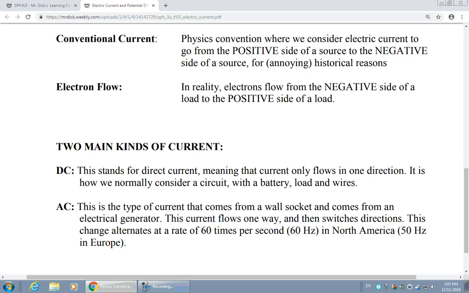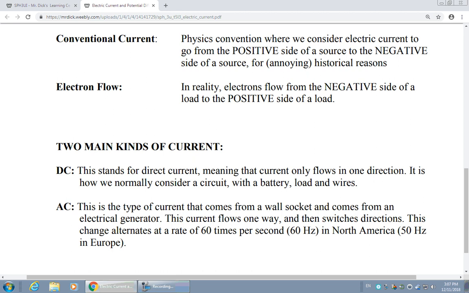And for many modern engineering applications and many modern electrical applications in general, we still think of things in terms of conventional current. We still assume that it's positively charged particles that are flowing, and so the current travels from the positive side of a battery back around to the negative side.